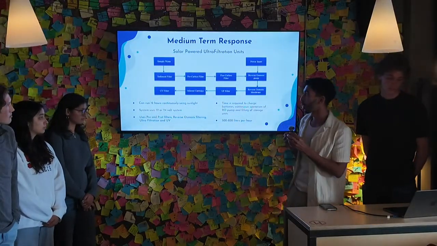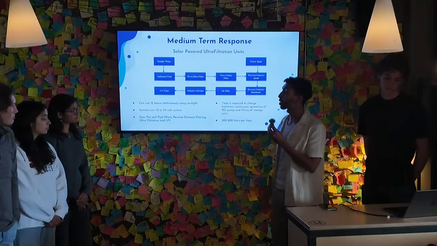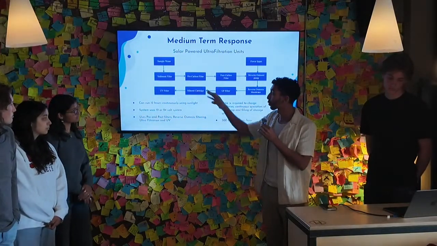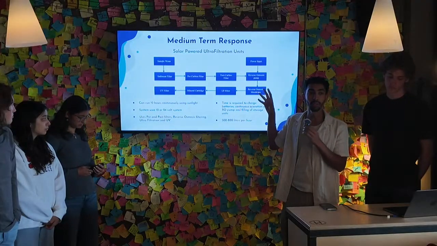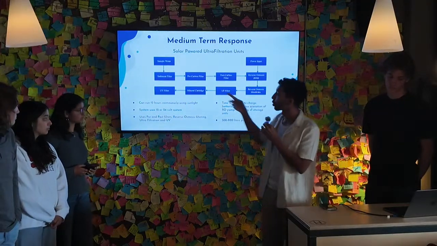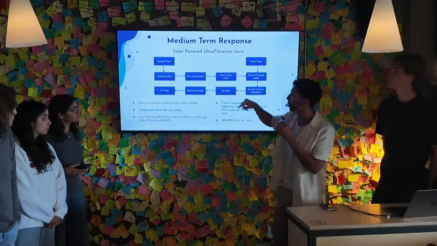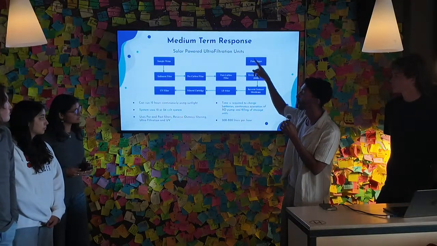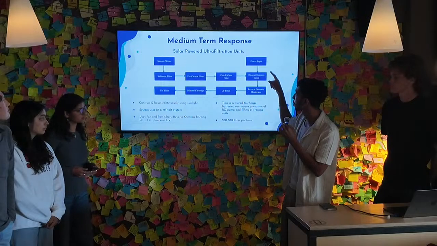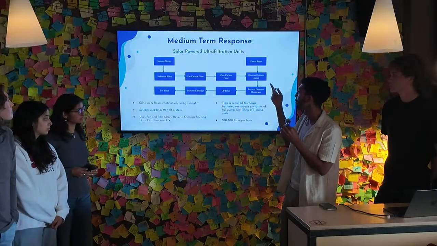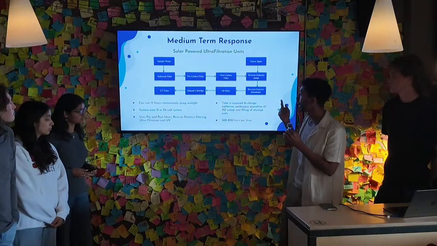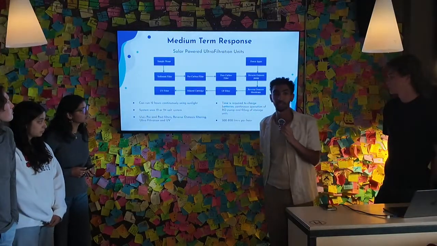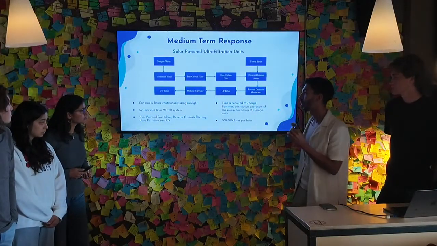For a medium-term response, we are proposing the use of solar-powered ultrafiltration water units. And this is a flowchart that explains how the ultrafiltration unit works. So you get the water, and it passes through a sediment filter, a pre-carbon filter, a post-carbon filter, and power from the solar panels is used to operate the reverse osmosis pump, which goes through the ultrafiltration unit, a mineral cartridge, and a UV filter, and produces drinkable water at the end.